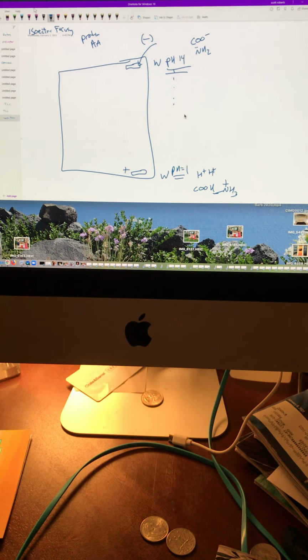So let's try this again. pH of 14, what's your charge? You're negative. So to set you in motion, to put you in the mobile phase, I better have a negative or positive charge up here at the top. Negative or positive charge?